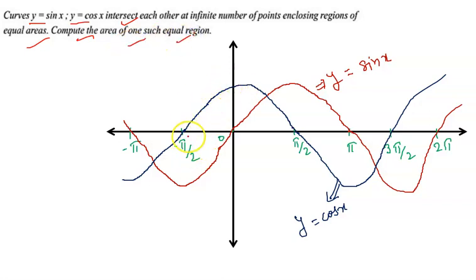So here the sin x and cos x graph is given. The red line denotes the graph of y = sin x, and the blue line denotes y = cos x.